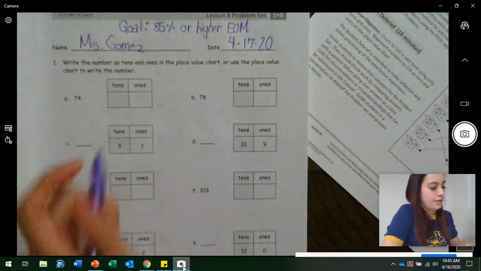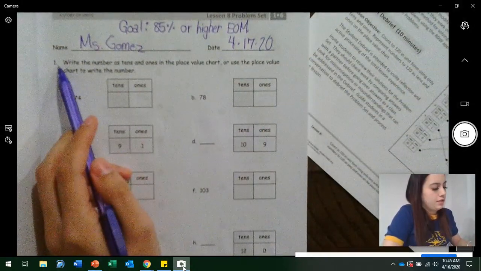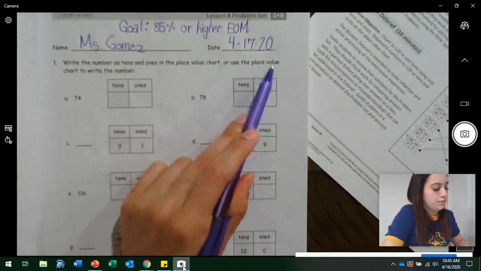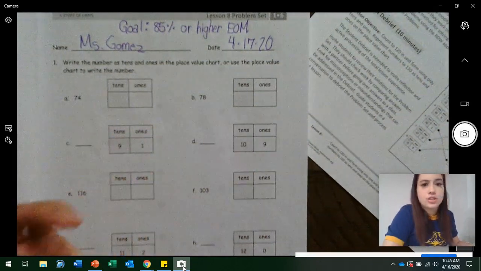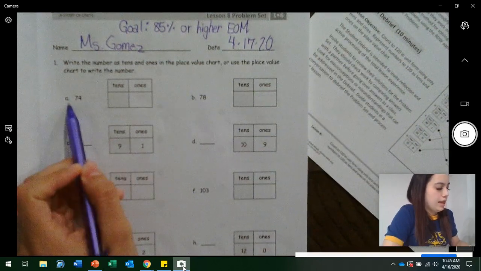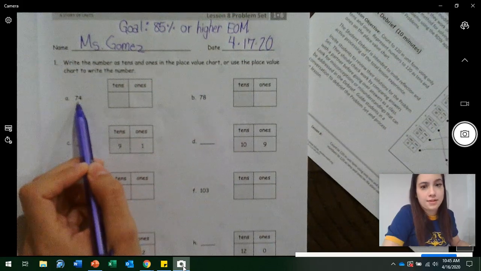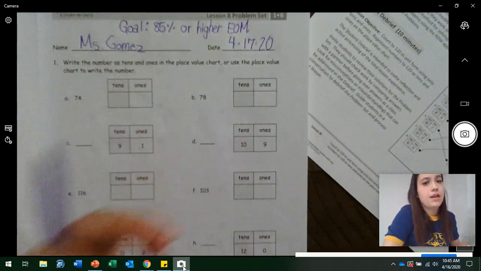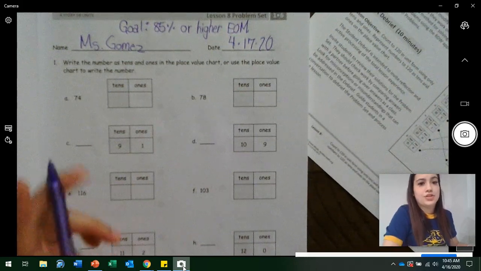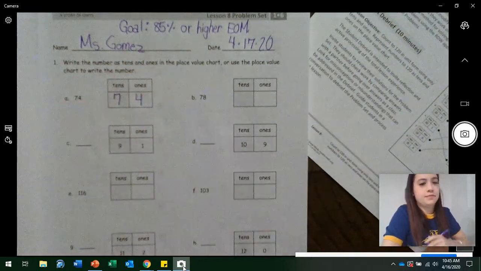Awesome. So for number 1, remember, I do some examples with you, then you all do it on your own. So number 1, you have to write the number as tens and ones in the place value chart, or use the place value chart to write the numbers, just like we did when we practiced, boys and girls. So this should be easy. For example, A, 74. How many tens and how many ones does 74 have? Say it out loud. Get ready. Yes, you should have said 7 tens and 4 ones, and that's how you write it.